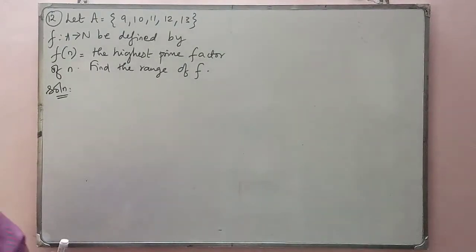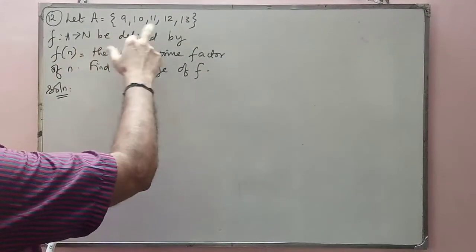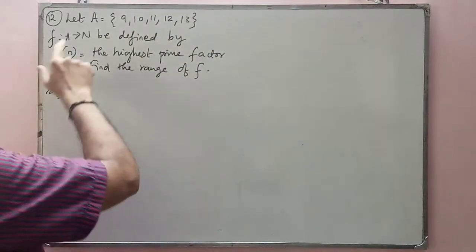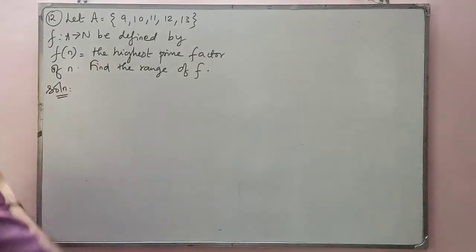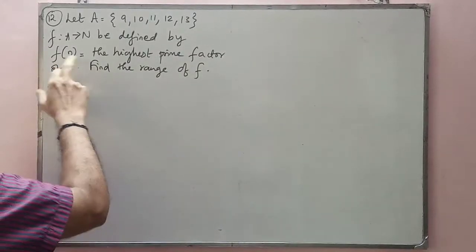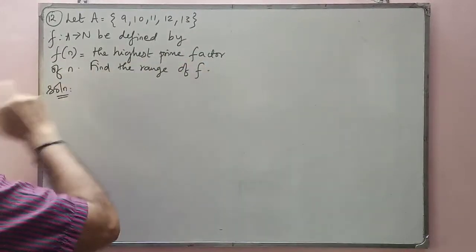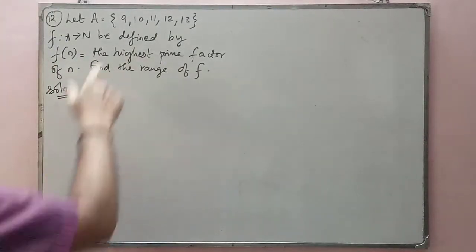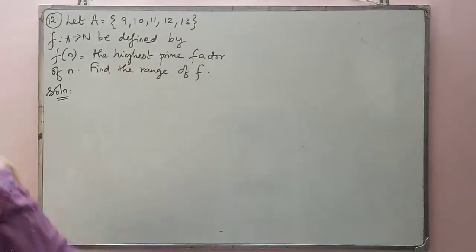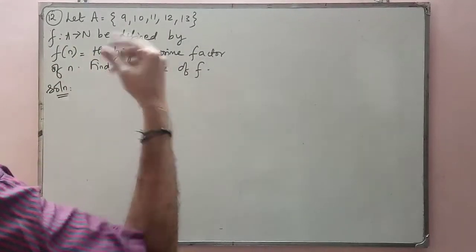This is your 12th question, children. Let A = {9, 10, 11, 12, 13}, and a function is defined from A to N by f(n) = the highest prime factor of n. Find the range of f. That means you need to find the output, the range. This is the input, but your f(n) should be the highest prime factor of n.